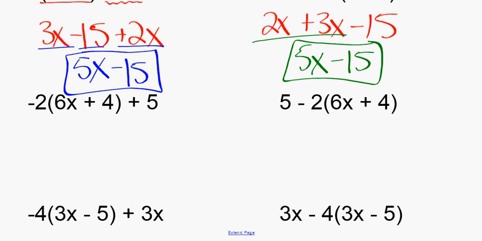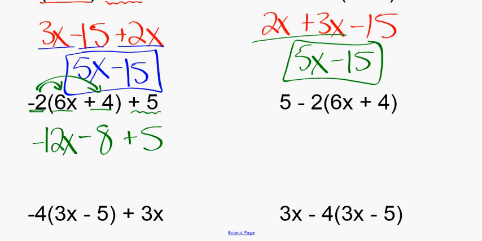Here we have a negative out in front. We are distributing a negative 2 times 6x plus 4. So negative 2 times 6x is a negative 12x, and a negative 2 times positive 4 is negative 8. And then don't forget our plus 5.